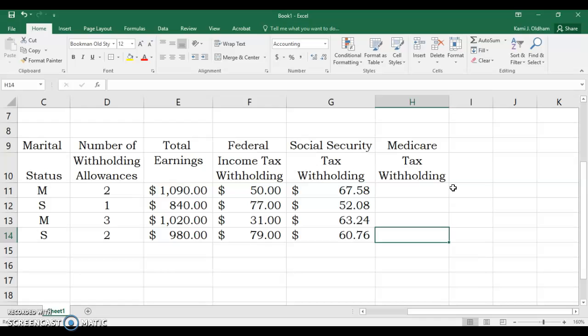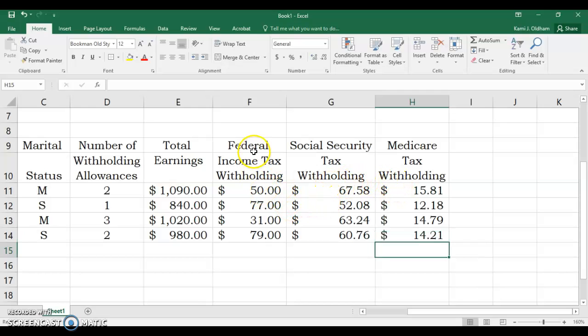With the Medicare, again, you're just taking a percentage, so you don't have to look up anything. You're going to be taking the total earnings times the 1.45, and so you're going to get 15.81, 12.18, 14.79, and 14.21.